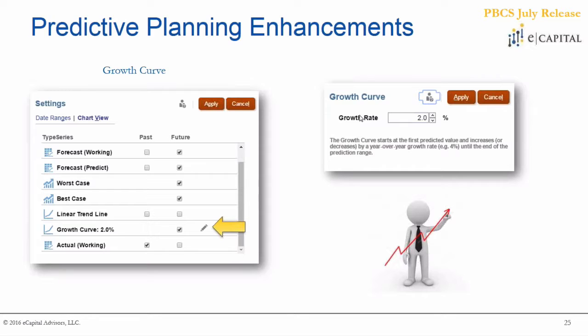And this last piece is a new piece of functionality with predictive planning as well. This allows you the ability to add in a growth curve. By default, that growth curve is going to be 2%, but we can change that. You can enable it by selecting the radio button, the check mark for the future, and then going into that little pencil icon, and that's where you can adjust your growth rate before it's added on to your predictive planning interface.